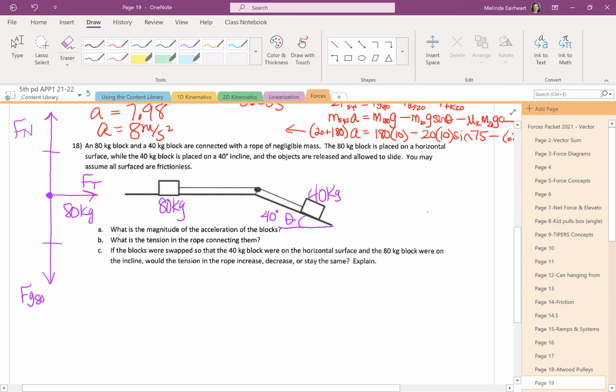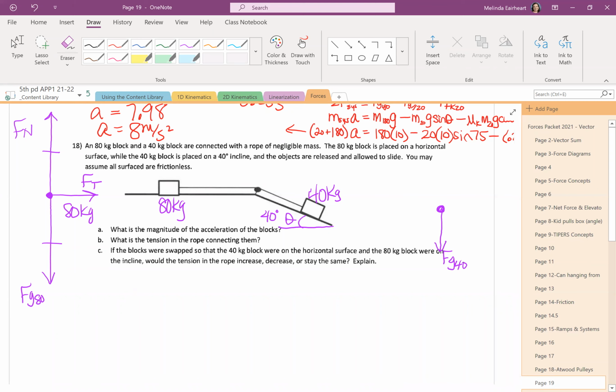What forces are acting on the 40? We got gravity, it's half the mass, half the weight, okay? Just not too small, so I'm going to maybe go right there. FG 40. What other forces are acting on the 40?